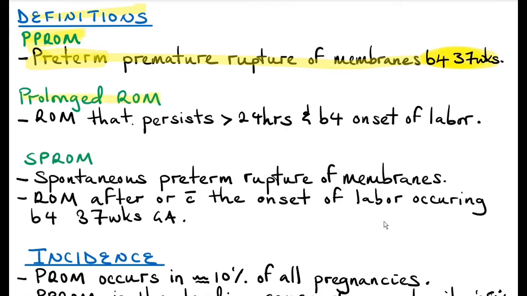Prolonged rupture of membranes is rupture of membranes that persists more than 24 hours and before the onset of labor. So if a patient's membranes have been ruptured and she does not go into labor after 24 hours, this is known as prolonged rupture of membranes. You have to do something about it. Spontaneous preterm rupture of membranes. This is rupture of membranes after or with the onset of labor occurring before 37 weeks gestational age.